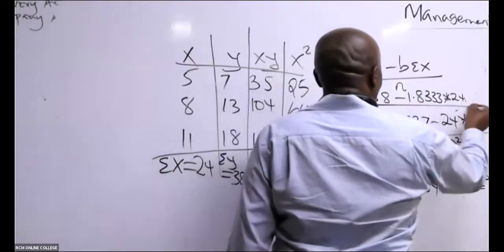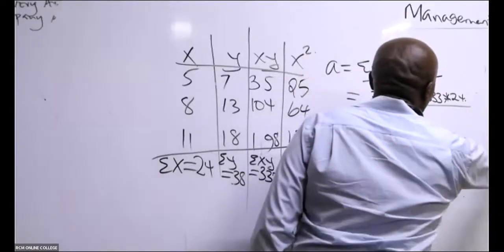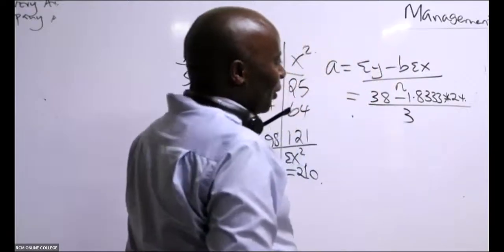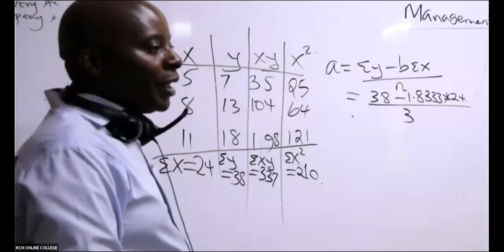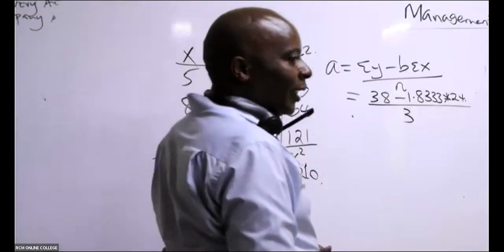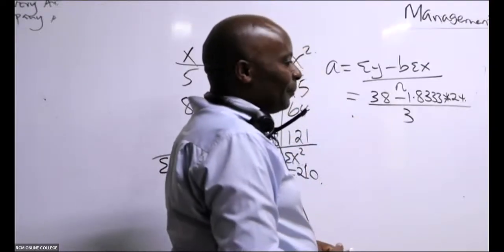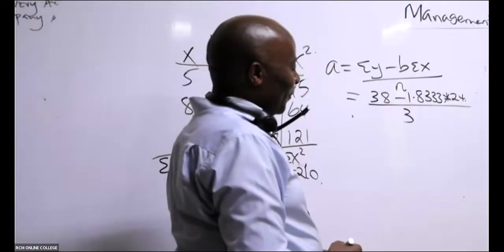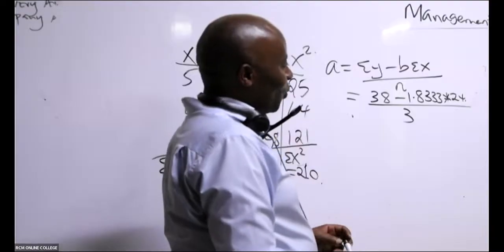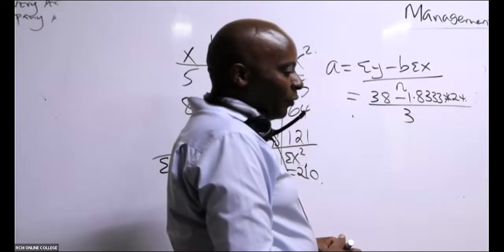And then everything to be divided by who? N, the number of points. And how many points are they? There are 3, isn't it? 3 points. So then can you kindly give me the numerator? 38 minus 1.8333 times 24.